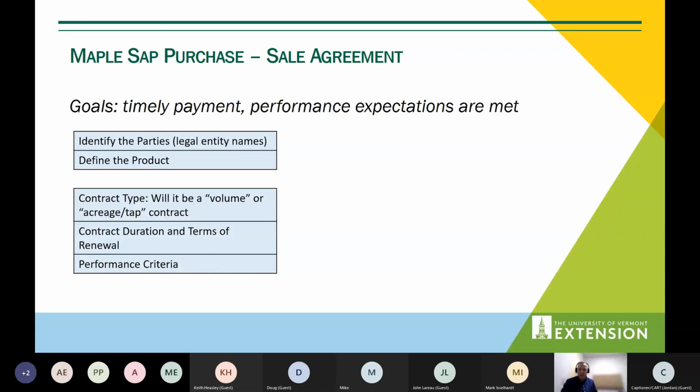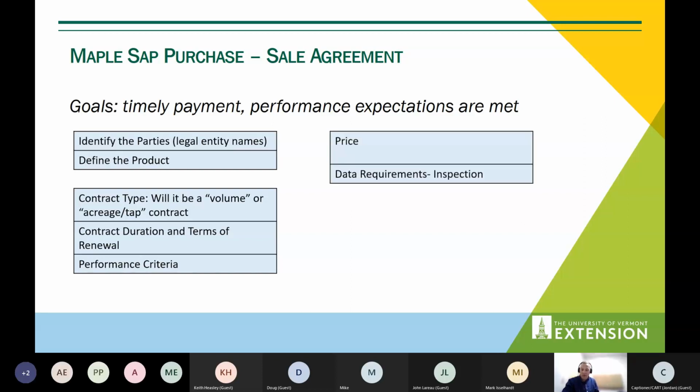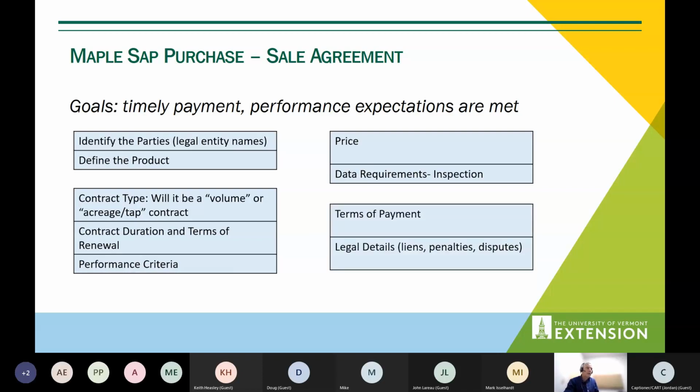Contract type. We've got a couple different options for contract types that are worth considering. Contract duration, terms of renewal, and then the performance criteria. This is going to get into the specifics of what that product needs to look like or what shape it needs to be in. What else do we want to see in this agreement? We want to have some specifics on price, either clearly stated or clear reference to where it would be found and where it might change or when it might change. Next, we're going to want to have different data requirements. If there's an inspection or receiving process, that needs to be built into the agreement. And then finally, terms of payment, and then this big bucket of legal details.